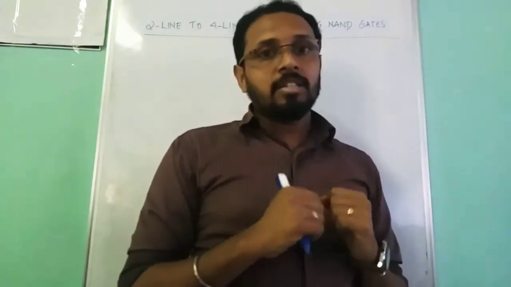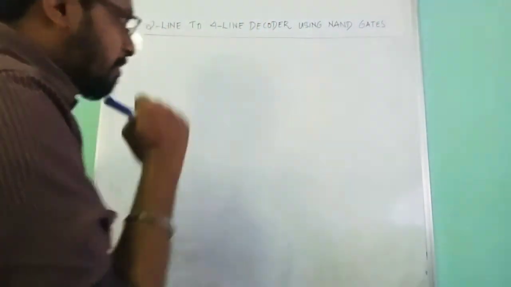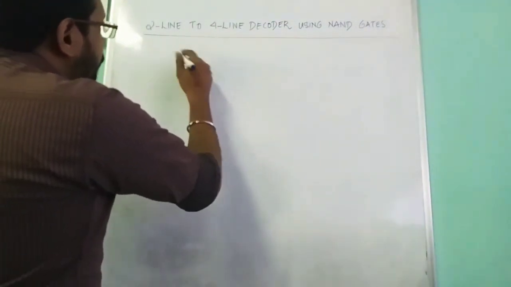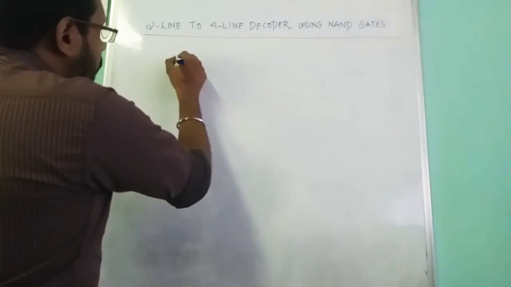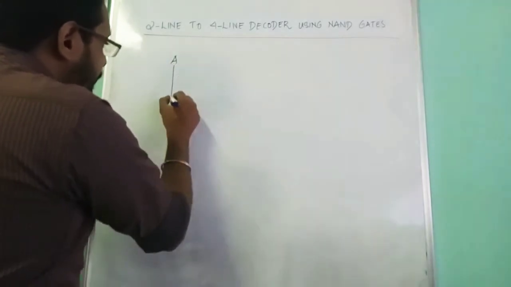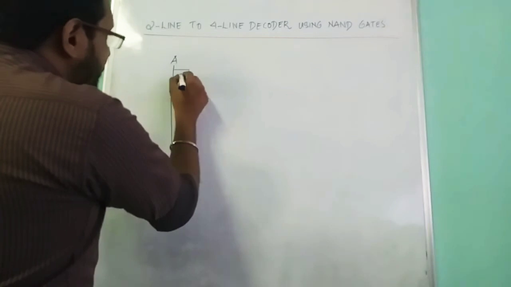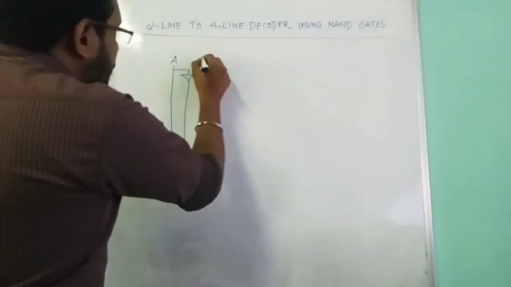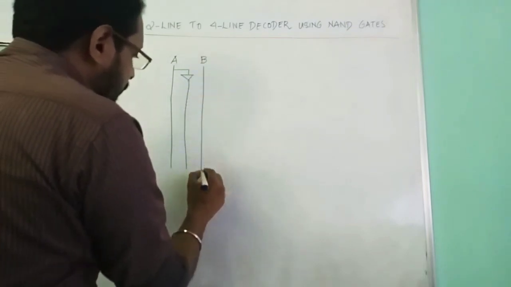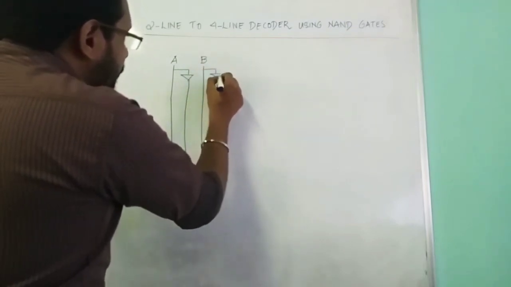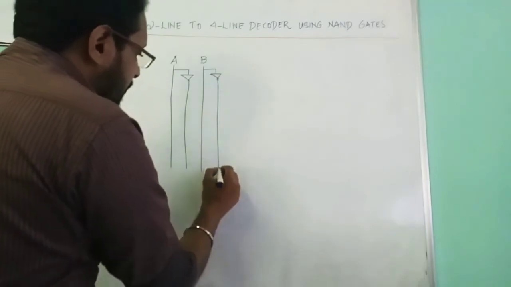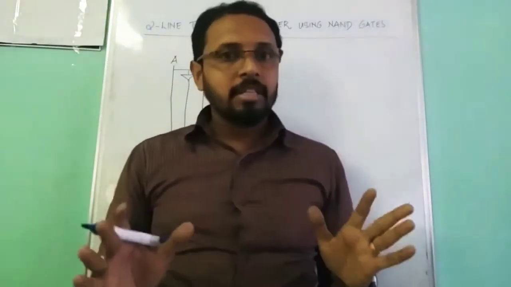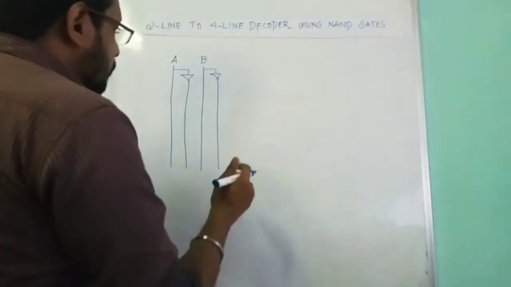In such cases what we do is we go for the enable pin. Enable. Okay, so 2-line means we go for 2 inputs, A and another one B. Okay, A and B, 2 lines. And 4-line means definitely there will be 4 outputs, right?